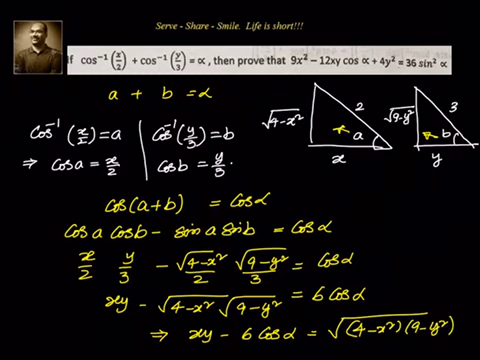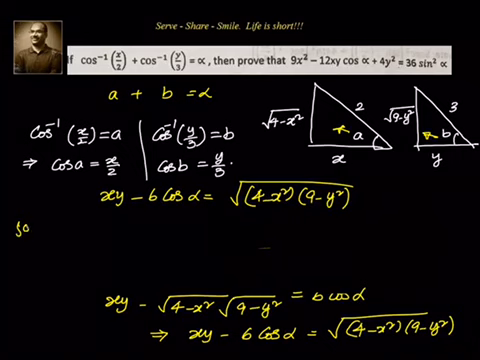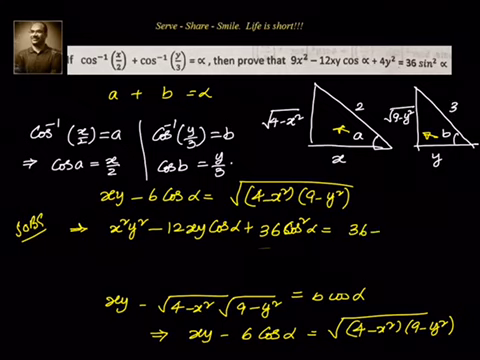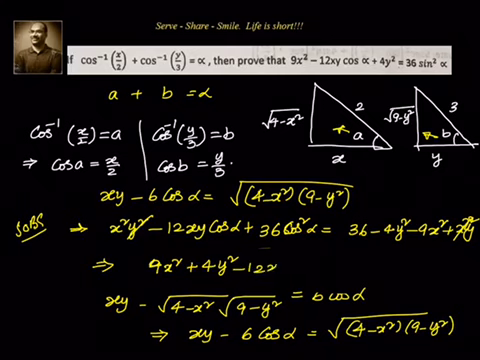Now we simplify this. We actually square it on both sides. So then we will be getting the answer within 2 steps. Now let's square this on both sides. We do SOPs, squaring on both sides. We get the (a minus b) whole square formula, that is x square plus y square minus 12xy cos alpha plus 36 cos square alpha is equal to, open the brackets, you will have 36 minus 4y square minus 9x square plus x square y square. X square y square cancels. If you bring everything to the left hand side, there you have your answer, 9x square plus 4y square minus 12xy cos alpha is equal to 36 minus 36 cos square alpha, which is nothing but equal to 36 sine square alpha.